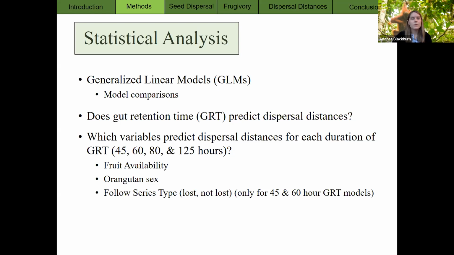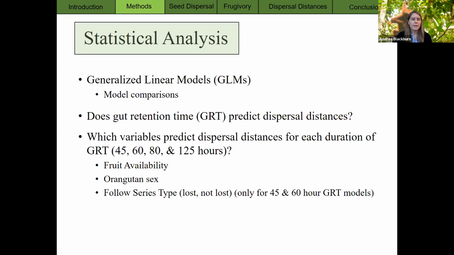So for example, unflanged males are difficult to follow; they often travel quickly and far, and regularly leave the study area. We projected that lost follow series might be associated with longer seed dispersal distances, as the orangutan's movement may be faster, more directed over longer distances. So follow series types were only included in the models for 45 and 60-hour dispersal distances, as there were too few lost follow series for 80 and none for 125-hour dispersal distances.